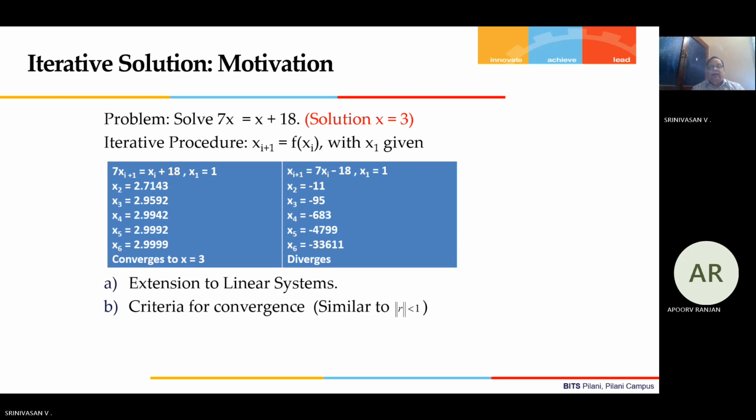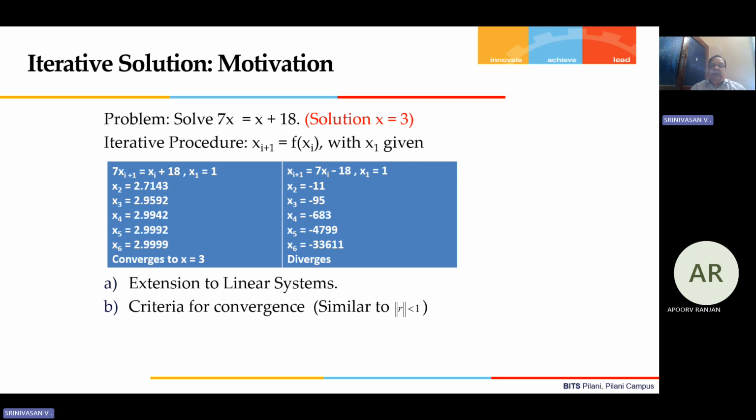So then the same problem, suppose you are interpreting this way, what will happen? See, how you formulate the problem in the iterative procedure is also important. Suppose you write xi plus 1 equal to (xi plus 18) divided by 7. See, that way also you can think, isn't it? You have the same equation. We have not changed the equation. 7x equal to x plus 18 is naturally 7 x(i plus 1) equal to xi plus 18. As it is, we are solving.